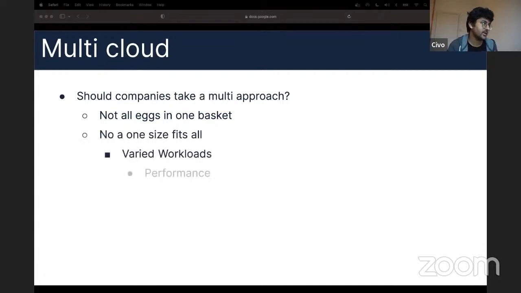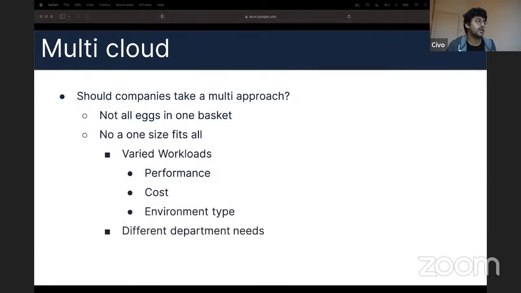You can have varied workloads with different performance, cost, and environment types. Different departments can have different needs. You can use some SaaS tools as platforms and things like that if you want, for cost efficiency and things like that.